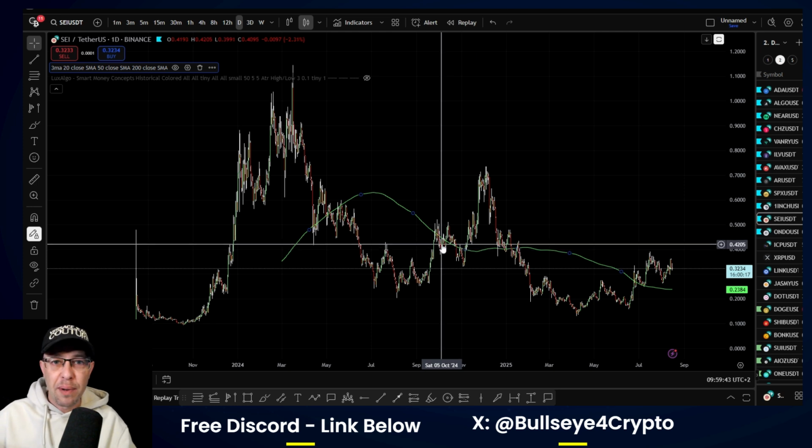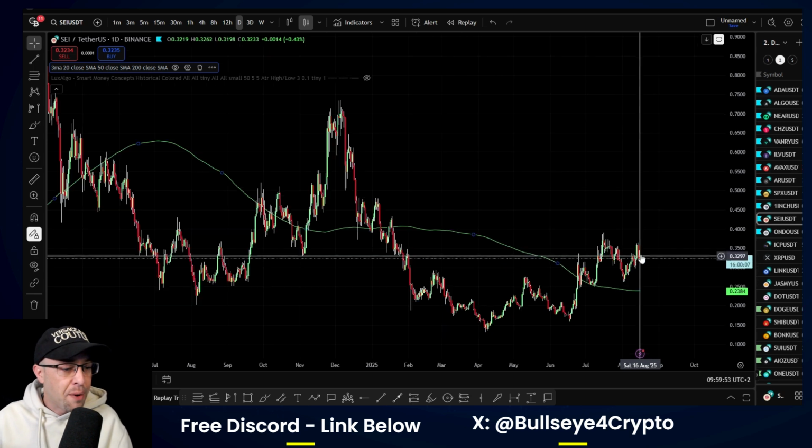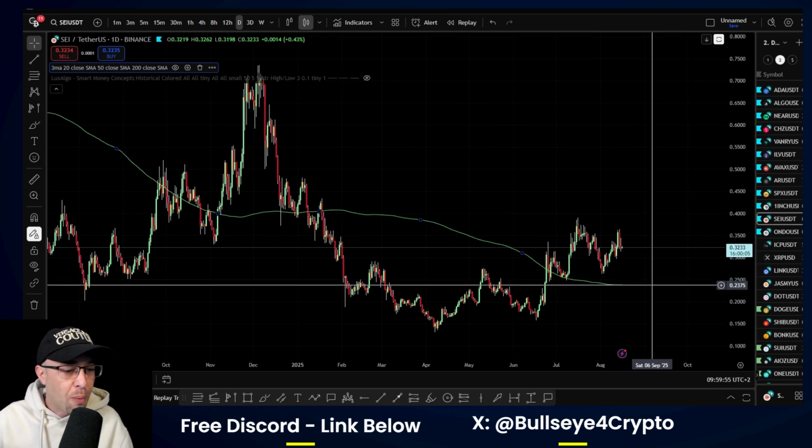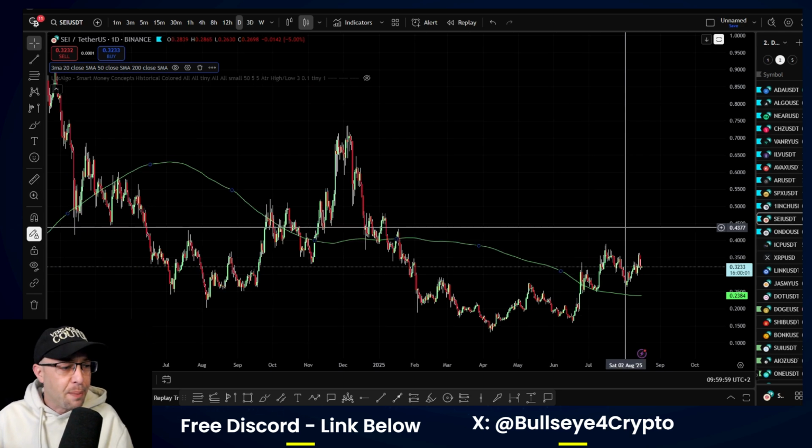Are we above? Are we below? If you're above, you're bullish. If you're below, you're bearish. If you're above, you've got a 200 daily moving average to fall back on. That would act as support 9 times out of 10. The 200 daily moving average is currently sat at 0.2375, and you can see we're above it.